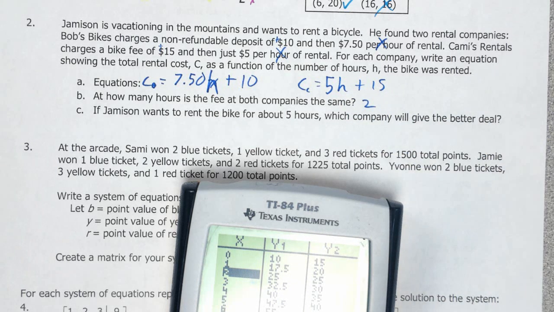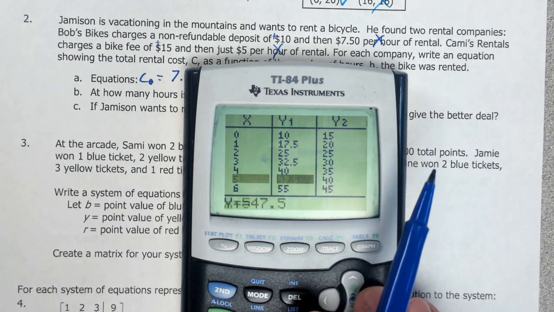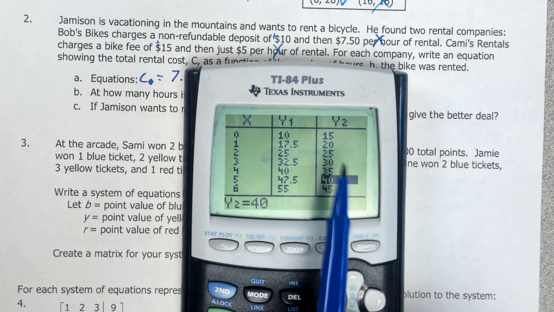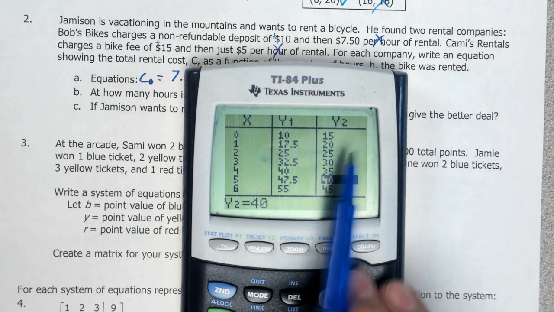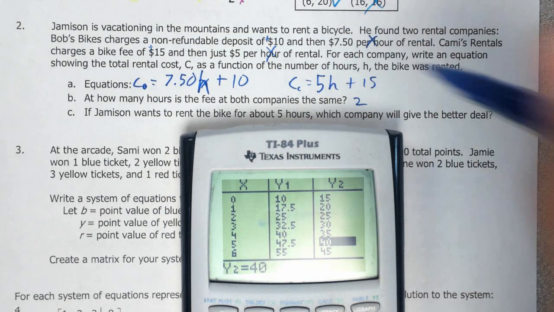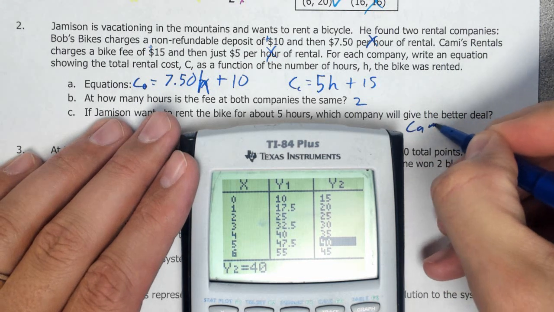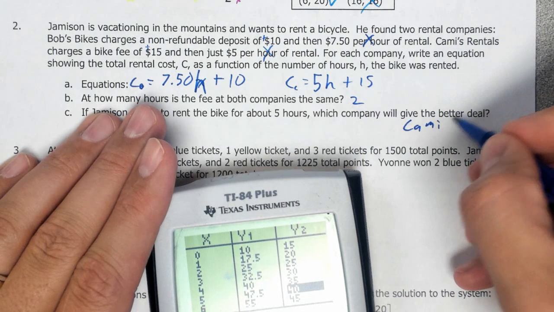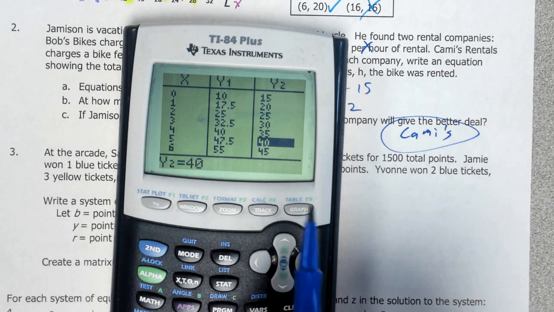Now if he wants to rent for 5 hours, which will be cheaper? I'm just going to look at my table at 5 hours. Which one's cheaper? The second one. Which one was the second one we put in? The second one we put in was C, which is Cami's Rentals. So Cami's Rentals is the cheaper at 5 hours.